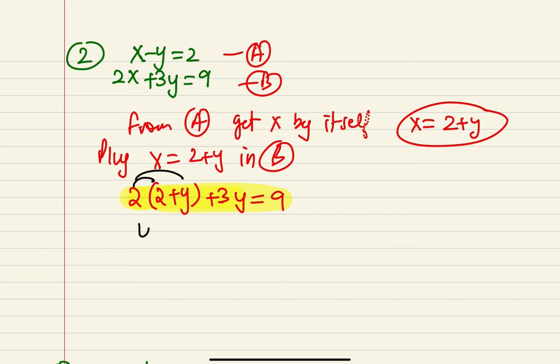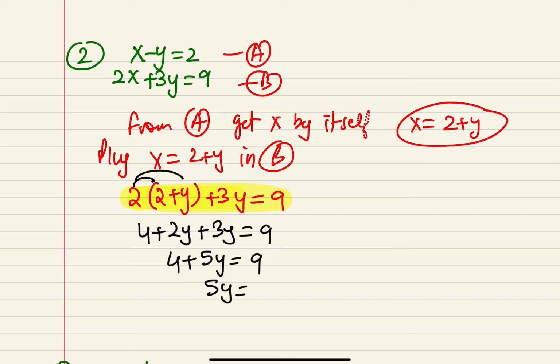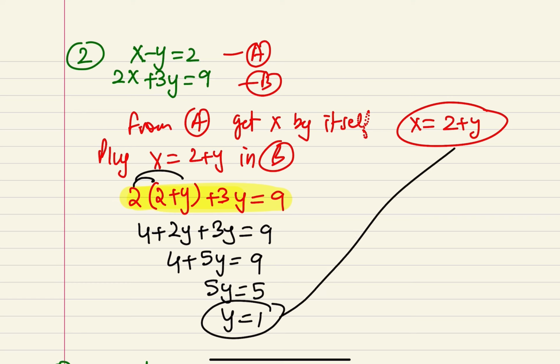Let's distribute. So that's 4 plus 2y plus 3y equals 9. 4 plus 5y equals 9. 5y equals 9, take away 4 is 5. Y comes out to be 1. If y is 1, we can plug that y equals 1 in here. X comes out to be 2 plus 1, which is 3. So my coordinate pair that works here is 3, 1, and I did use the substitution method here.